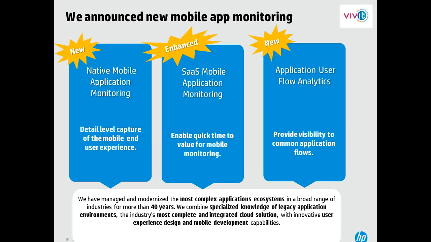We announced 3 new mobile application monitoring solutions recently at Discover. The first one is the native mobile application monitor, which gives detailed level information of user experience from the device. We set out a probe on the device to give the application. We also enhanced our SaaS offering in mobile application monitoring by providing points of presence in multiple different locations across the world.